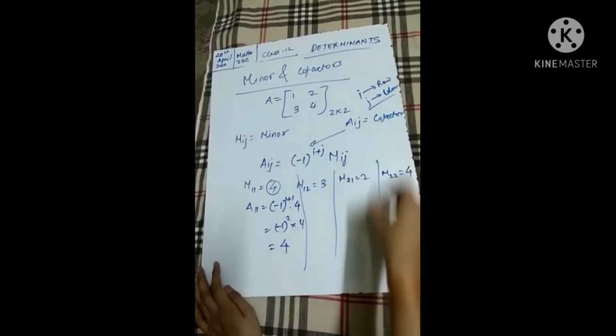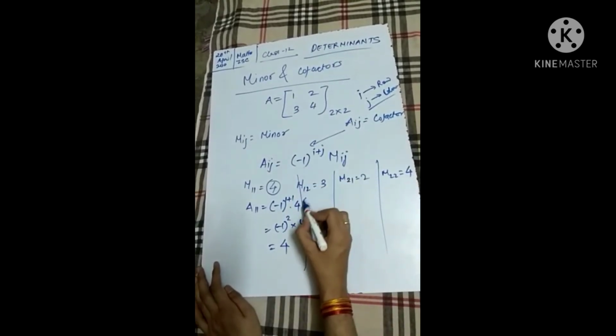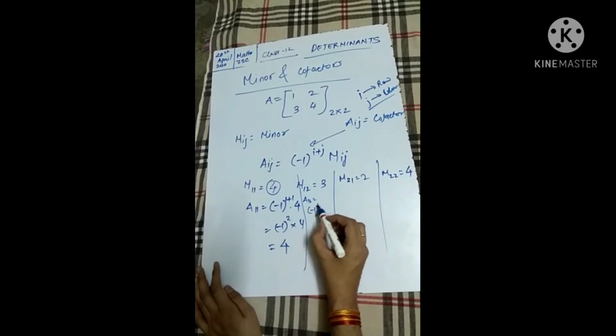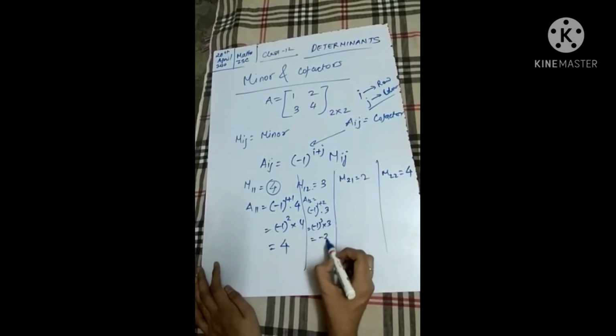Then what is A12? What will be A12? This is minus 1 to the power 1 plus 2 into M12. M12 is 3. Minus 1 whole cube into 3 will give you minus 3.